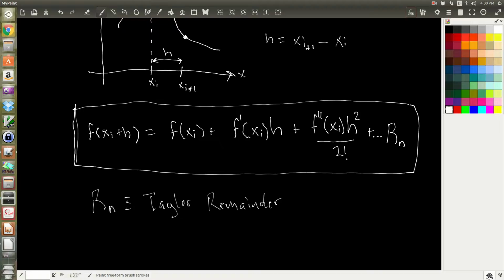And it's actually equal to the n plus 1th derivative of our function evaluated at some point psi, times h to the n plus 1 power, all divided by n plus 1 factorial.